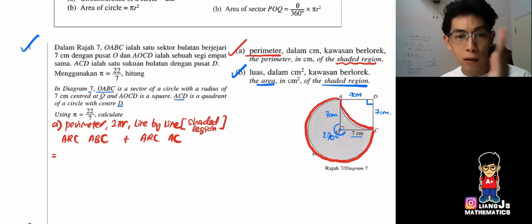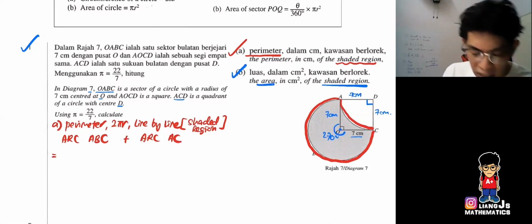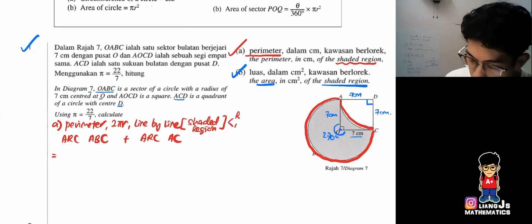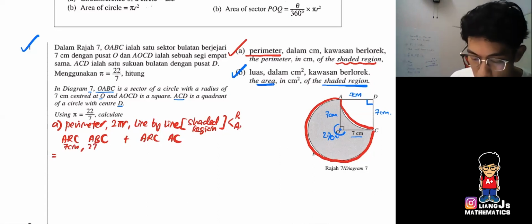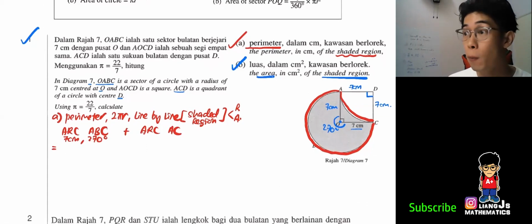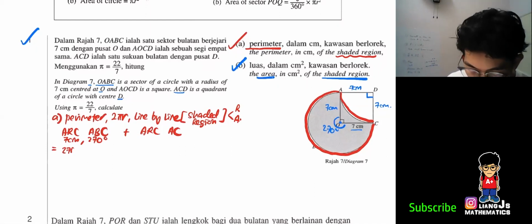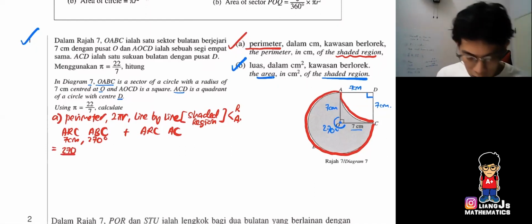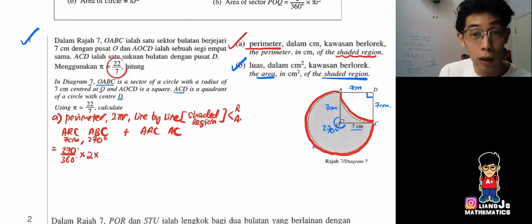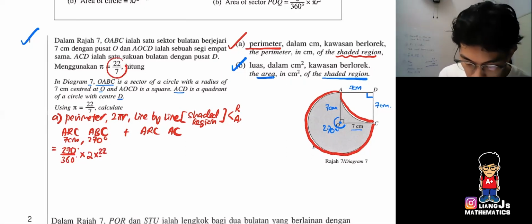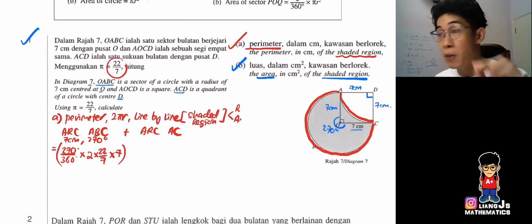So everyone, for arc ABC, what's your relevant radius and angle? The two main things, radius and angle. The radius is 7 cm, angle is 270. So that's how I get my information. So I straight away write 270, the angle, over 360 times 2 times pi, given 22/7, times radius 7. Fantastic, I get my arc ABC.